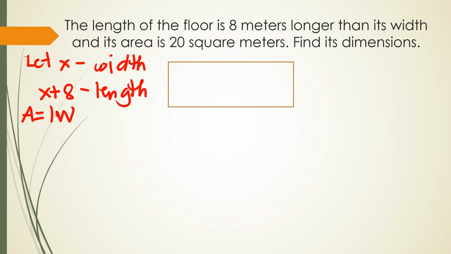Okay? So, let us look at our diagram. Okay? So, we let x as the width. So, this is our width. And we have x plus 8 as our length. And it says here that the area of the floor is 20 square meters.